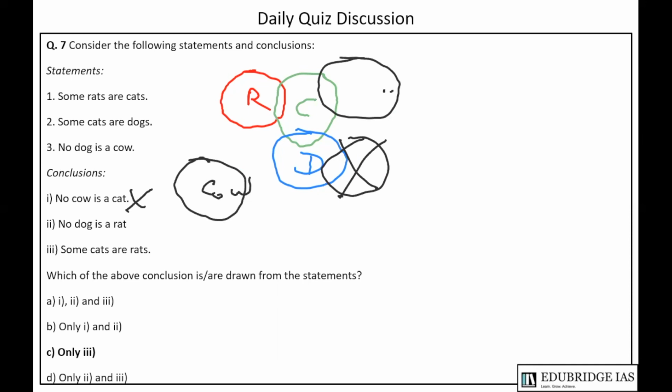No dog is a rat. This conclusion is also wrong, because a dog can be here as well. Some cats are rats. See here in this zone, some cats are rats. This conclusion is correct. We can definitely say this is the only conclusion that can be drawn from the statements. So C will be the answer in this case.